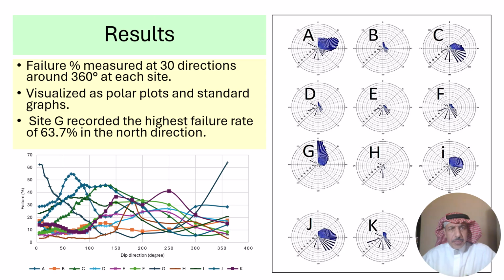Failure percent was measured at 30 directions around 360 degrees at each site, visualized as a polar plot and a standard graph to make it easier to understand. It was observed that site G recorded the highest failure rate, at 63% in the north direction.